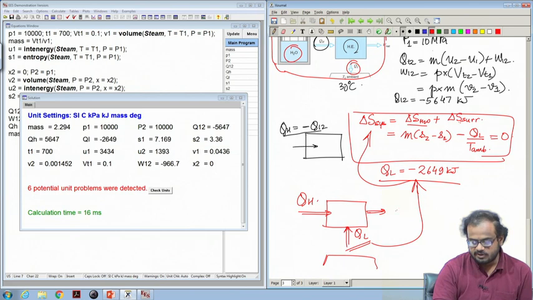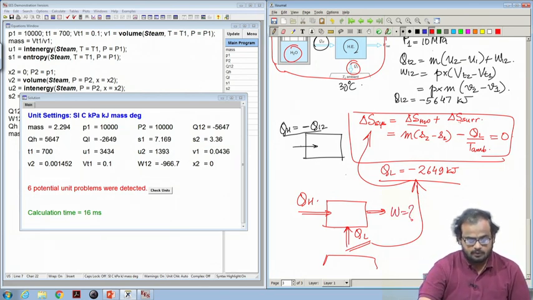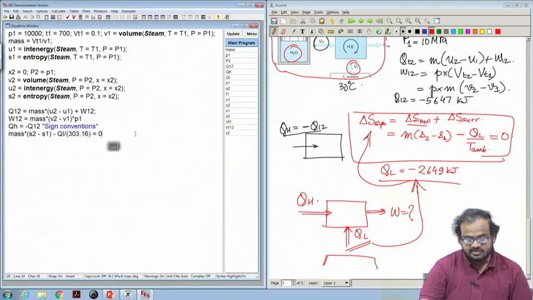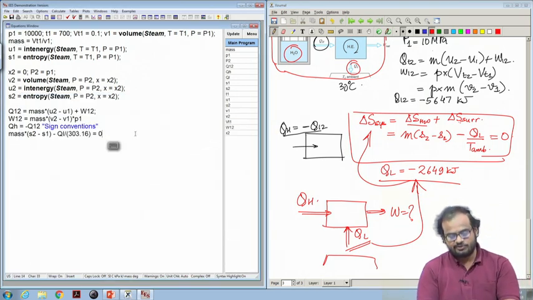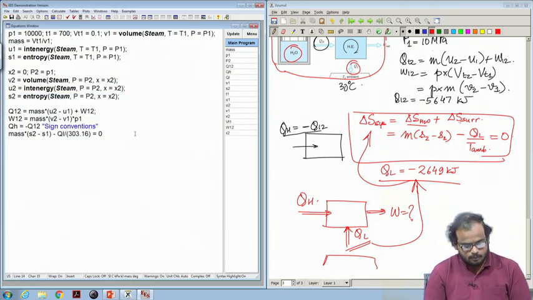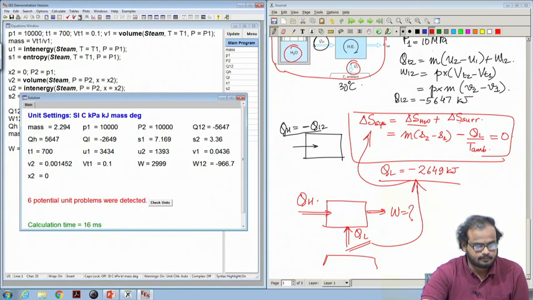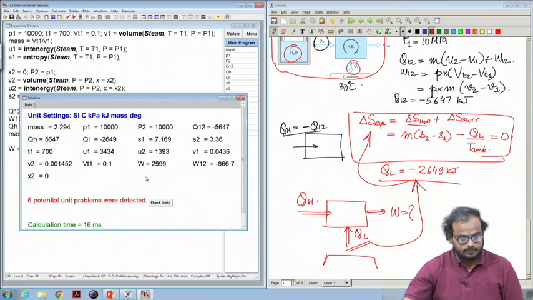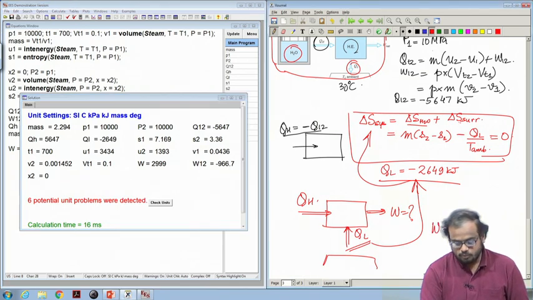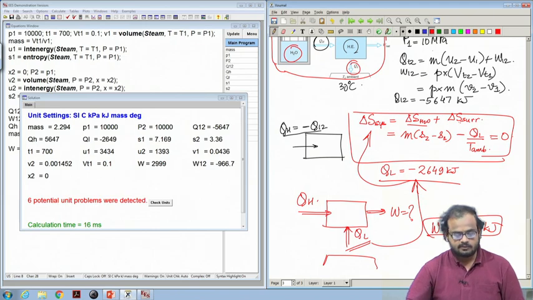Okay. Moreover, QH is like this. So then what is W? As per the sign convention, QH and QL are both positive, and W will then simply be QH plus QL. So W comes out to be 2999 kilojoule. So that is the answer.